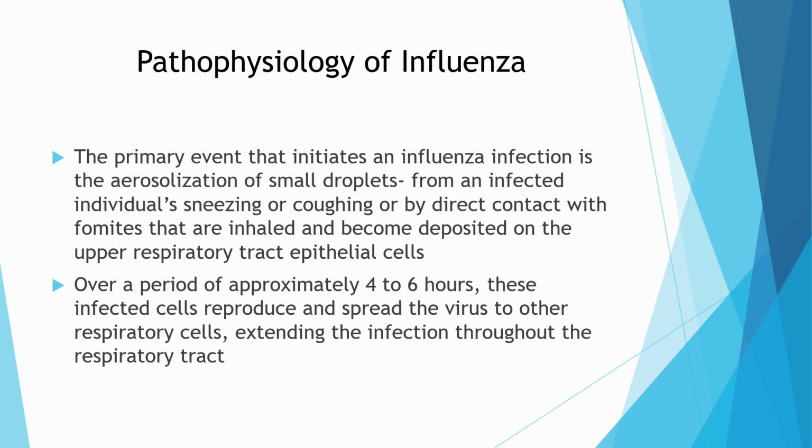So, the pathophysiology of influenza: the primary event that initiates an influenza infection is the aerosolization of small droplets from an infected individual sneezing or coughing, or direct contact with fomites, that are inhaled and become deposited on the upper respiratory tract epithelial cells. Over a period of approximately 4 to 6 hours, these infected cells will reproduce and spread the virus to other respiratory cells, extending the infection throughout the respiratory tract.